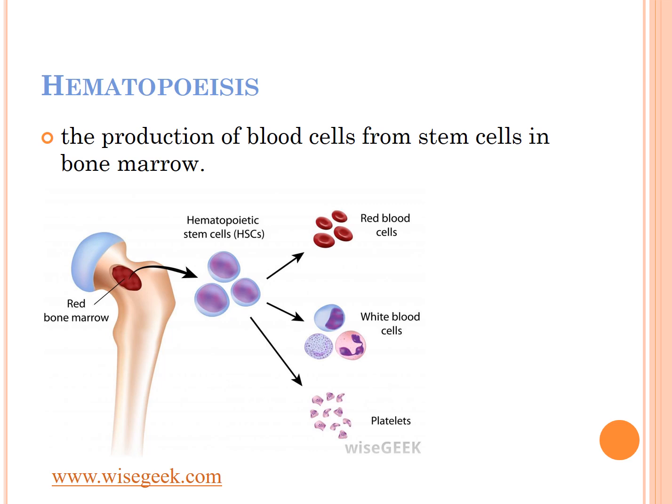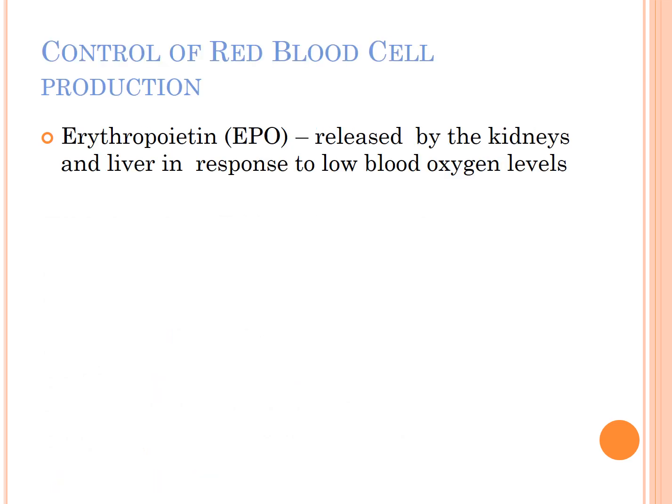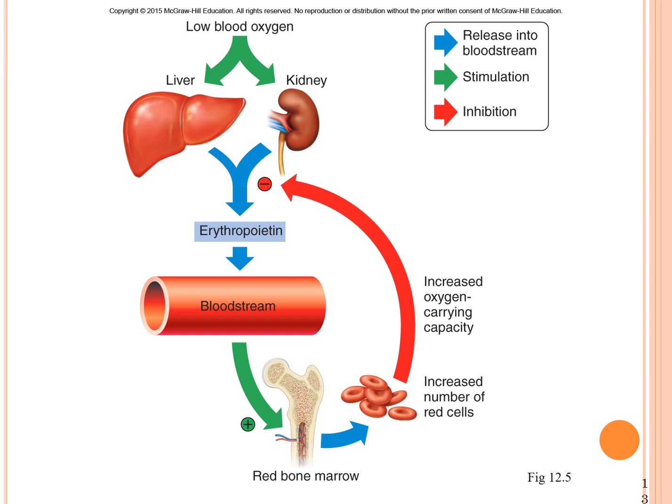Hematopoiesis is the production of blood cells from stem cells found in the bone marrow. Erythropoietin, EPO, is a hormone released by the kidneys and liver in response to low blood oxygen levels. Erythropoietin is released in the bloodstream where it travels to the red bone marrow. It increases the number of red blood cells that are produced, increasing the oxygen carrying capacity. The levels of EPO will then decrease.